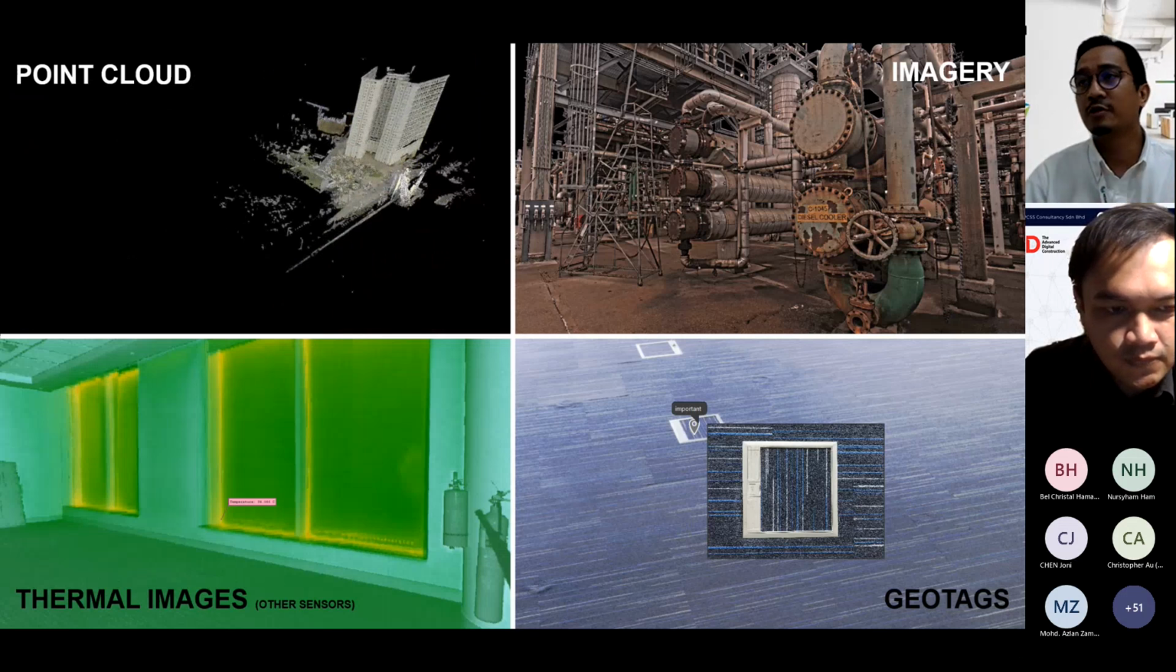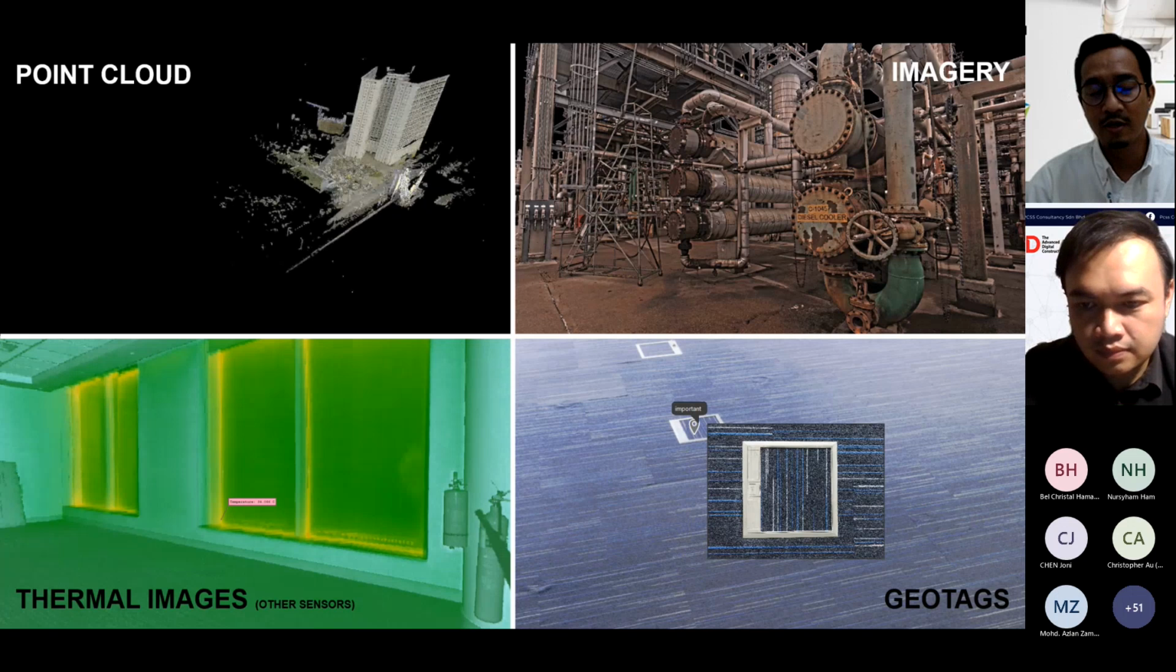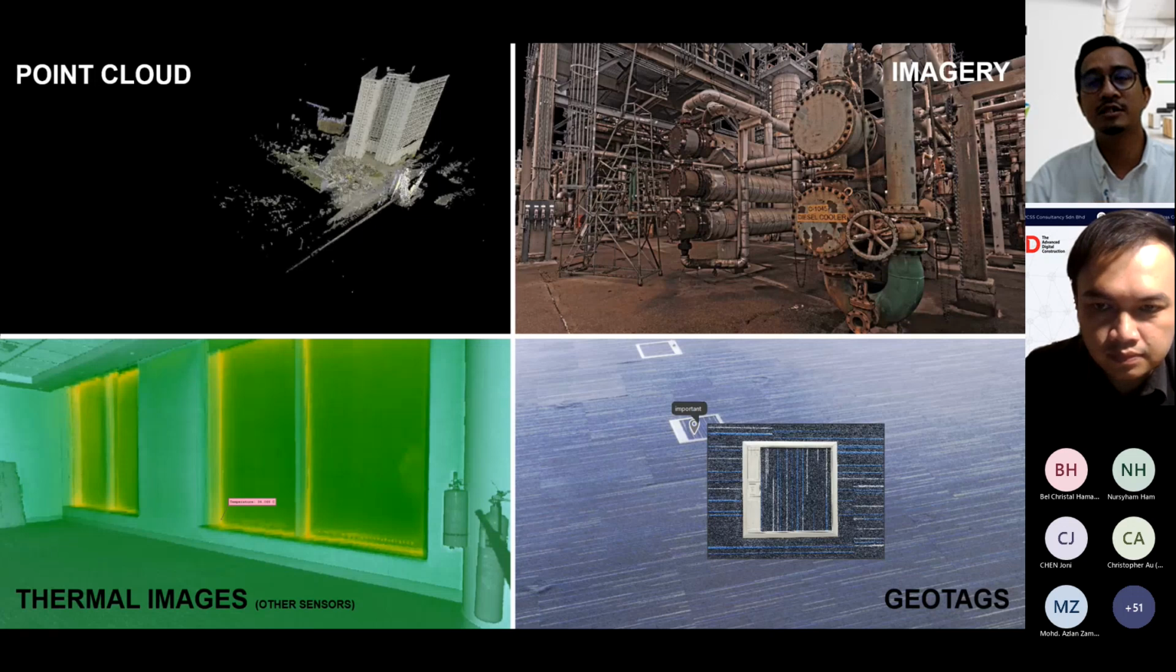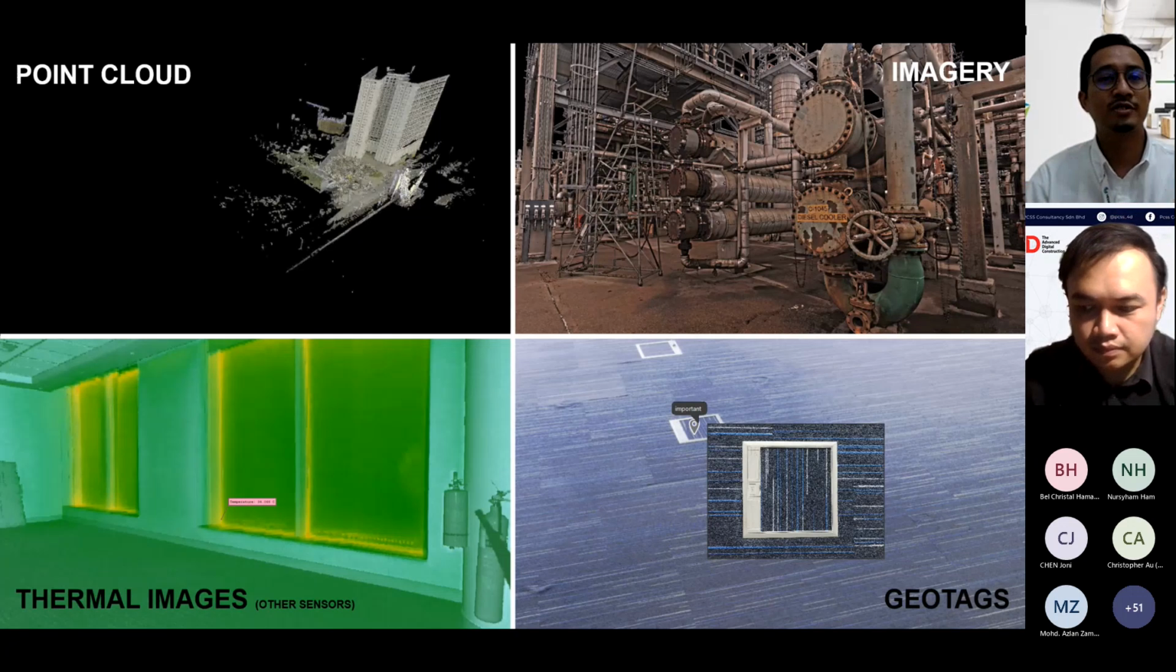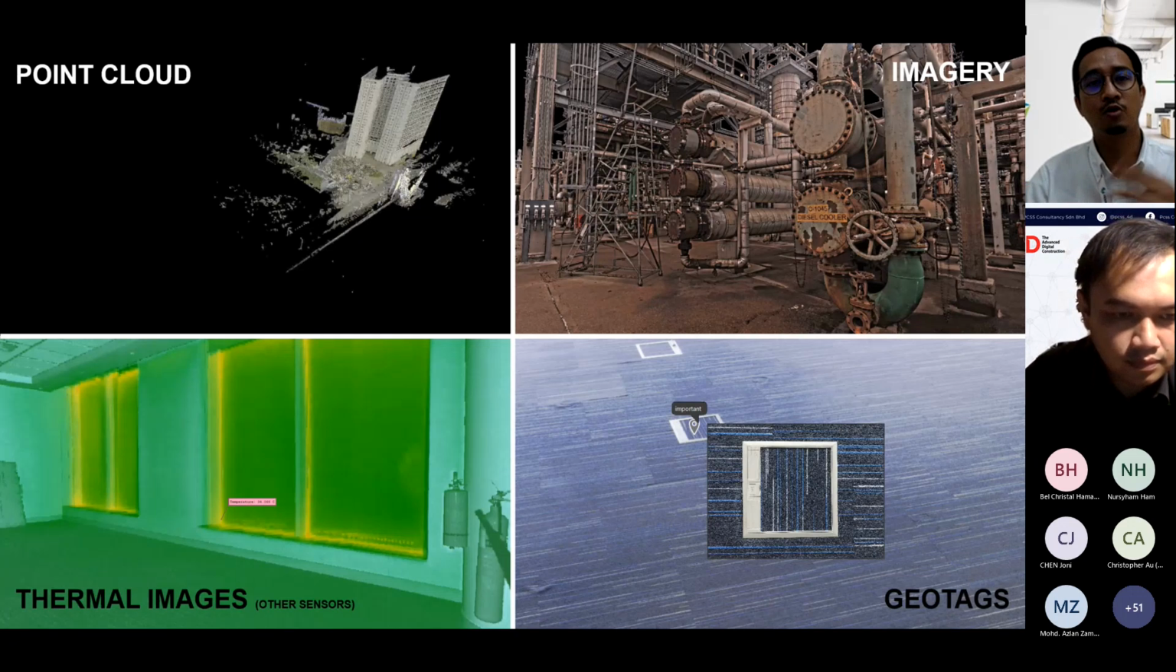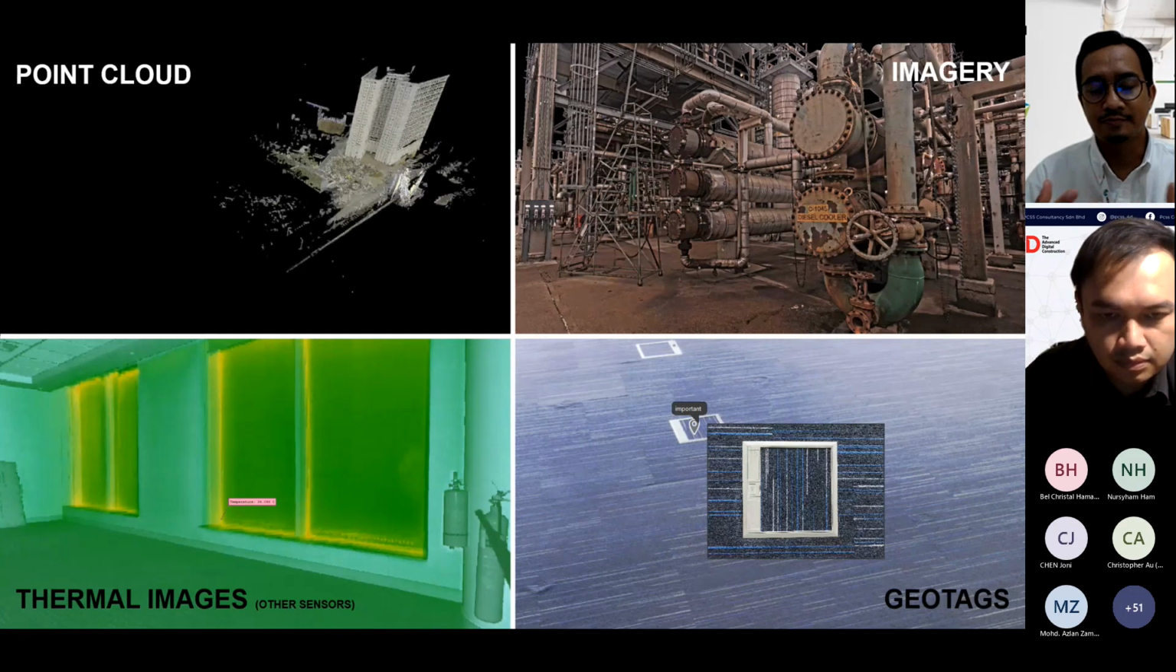On the top right, you will have imagery. Some of the reality capture technology is not just able to gather the point cloud, but the image as well. On the bottom left, some of the technology is able to produce thermal images. Of course, this is to sense heat, cold, temperature, and so on. And the bottom right is the most important one, geotext.